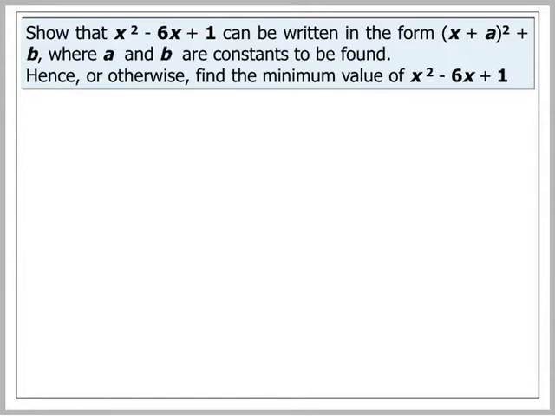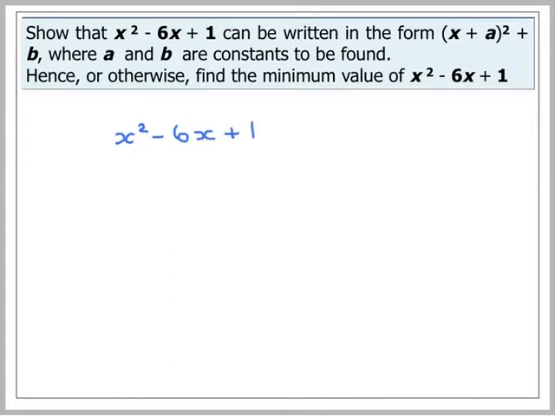Although it might not seem it, this question is all about completing the square. Whenever you see x plus a all squared plus b, or anything roughly equivalent, it's asking you to complete the square and to find the value of a and b in that form. We'll get on to the second bit in a minute. So write out my expression, x squared minus 6x plus 1, and we're going to complete the square on that.